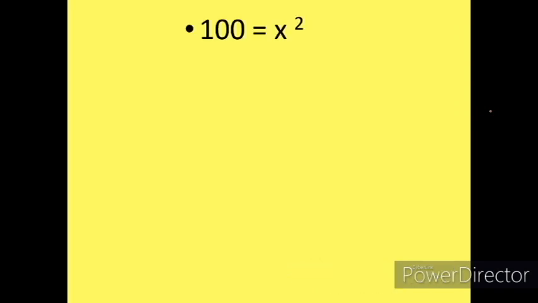Right, next bit. We need to solve by completing the square. And we start with something like this. It's quite a nice, easy one. 100 equals x squared. So what is x? Well, what we've got to do is square root both sides. So I've got x, and the square root of 100 is 10. So you can go away thinking that you're happy, but that's not strictly right, because there is another square root of 100, and that's minus 10. And you have to acknowledge both answers.